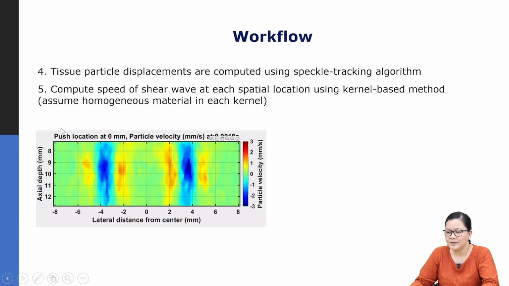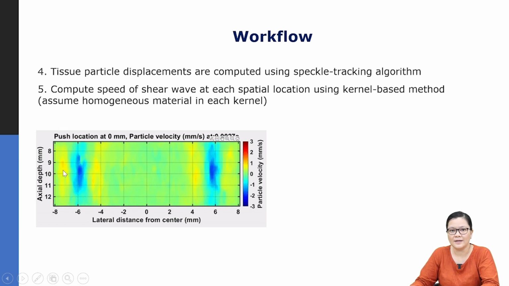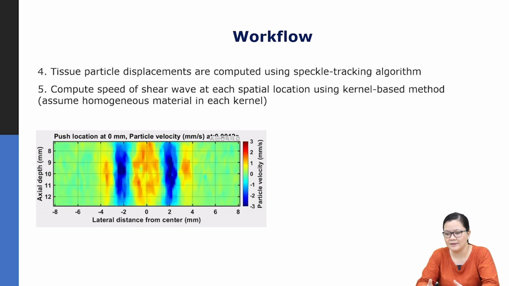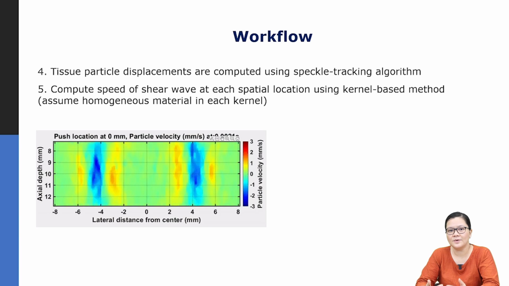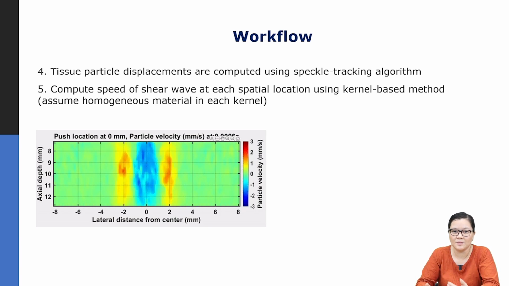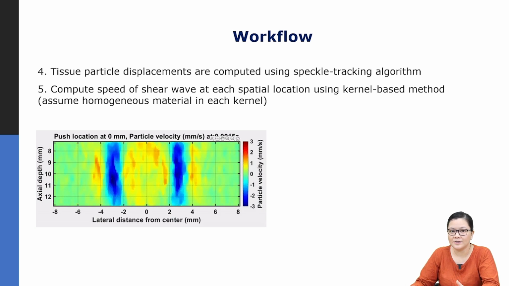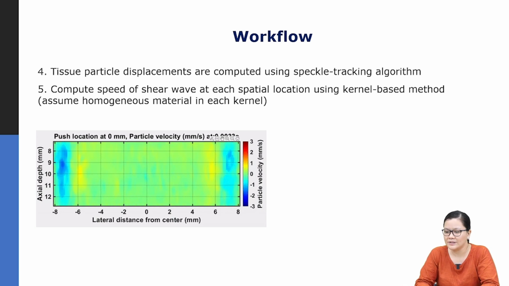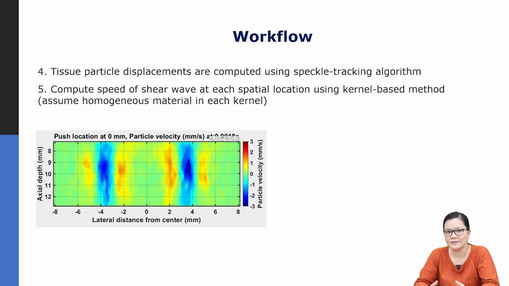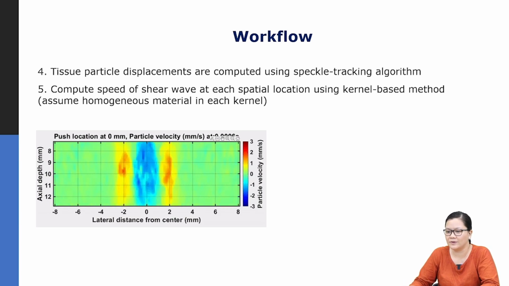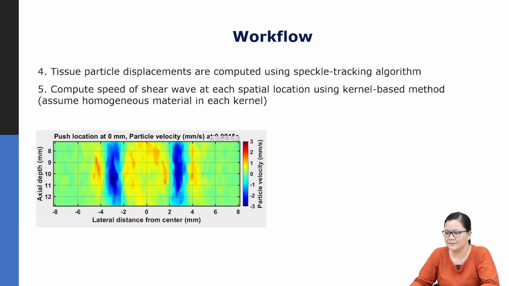Afterwards, you would look at each spatial location and compute the speed of the shear wave using some kernel-based methods. Typically, what is assumed in these small kernels is that the material is homogeneous. So there are several kernel-based methods that you would use. In this lecture, I'll just introduce you to the basic components of the elastography method, and you're welcome to look more into these kernel-based methods for computing the shear wave speed.